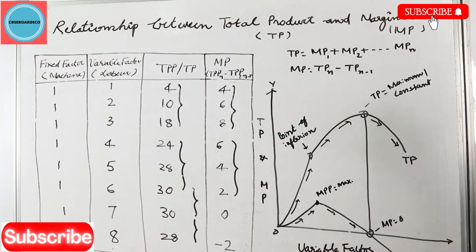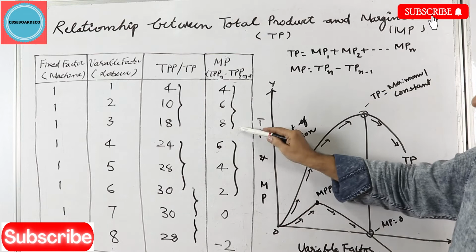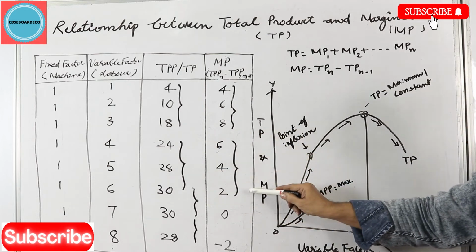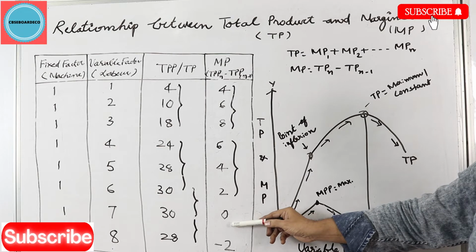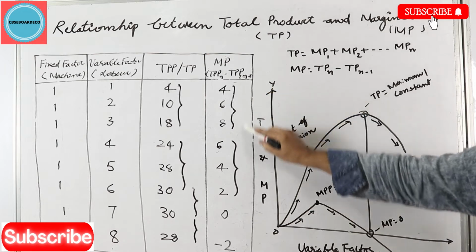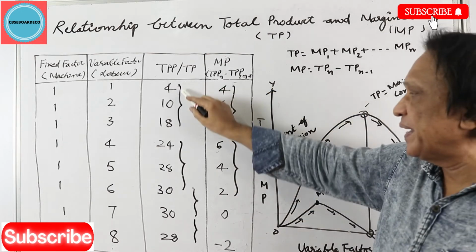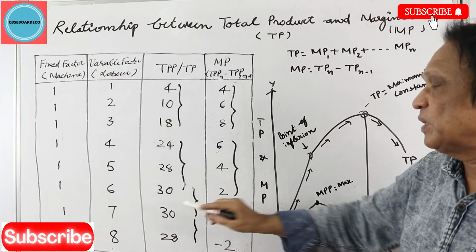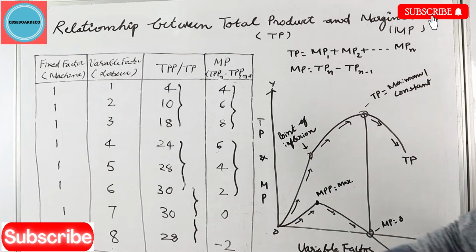So what do you conclude here? When TPP increases at an increasing rate, MPP is increasing. When TPP increases at a diminishing rate, MPP is declining. When TPP is constant, MPP is 0. When TPP declines, MPP is negative. So the other way around, as long as MPP is positive, TPP is rising. When MPP is 0, TPP is constant. When MPP is negative, TPP declines. You can call it TPP or TP, MPP or MP. Same thing: total physical product, or total product, or marginal physical product, or marginal product.